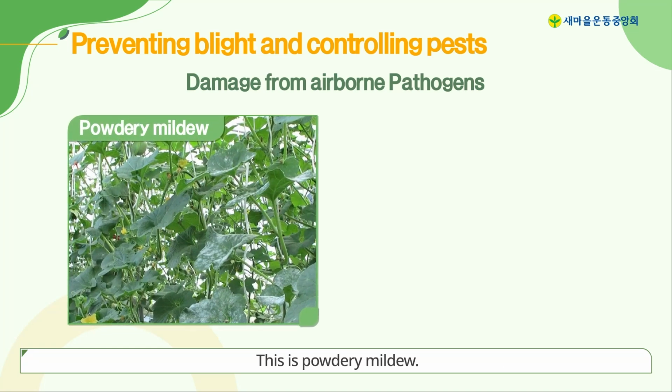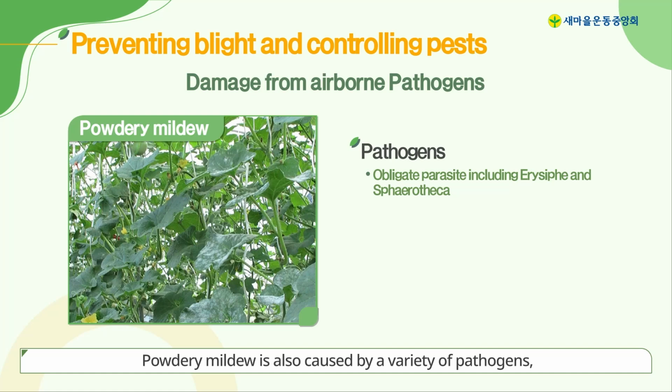This is powdery mildew. Powdery mildew is also caused by a variety of pathogens, such as erisiph and sphaerotheca. Powdery mildew is an obligate parasite. This means that the pathogen can only grow on living plant bodies. So when the plant dies, the pathogen is no longer active.